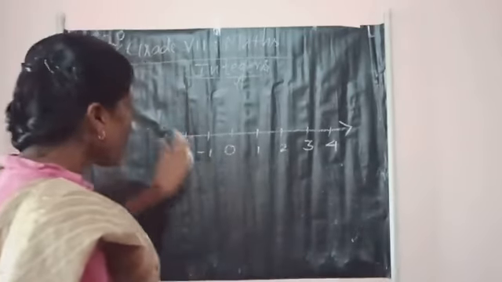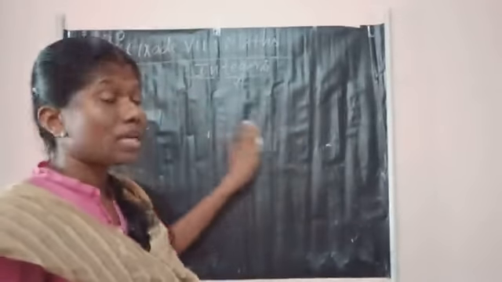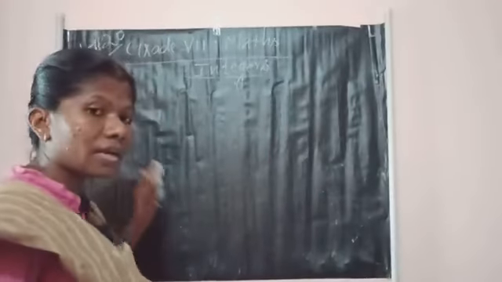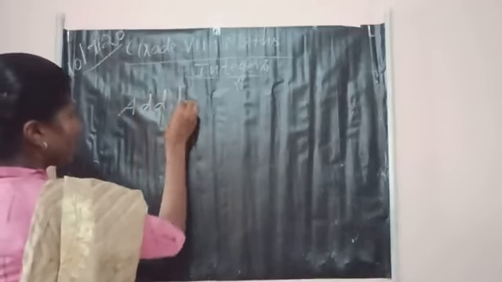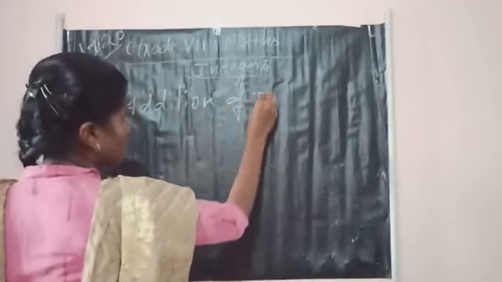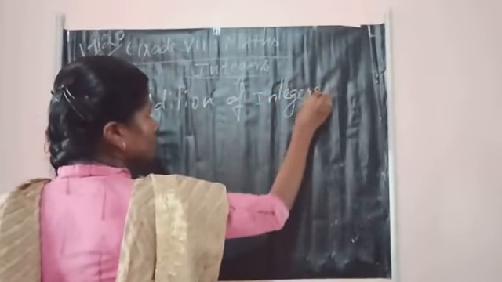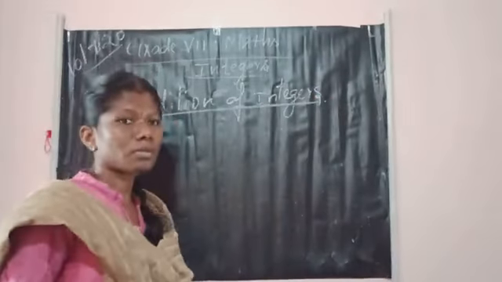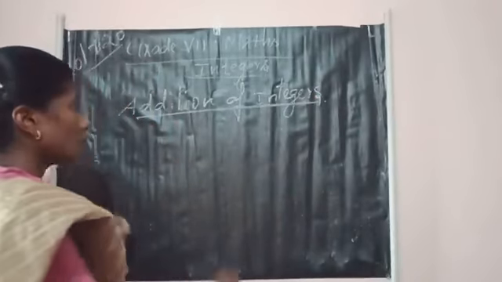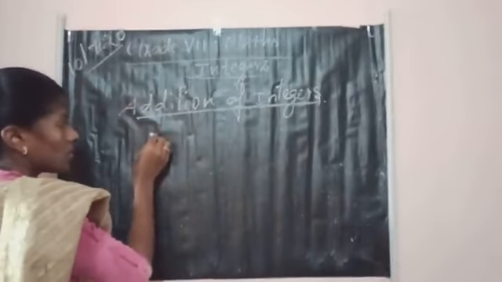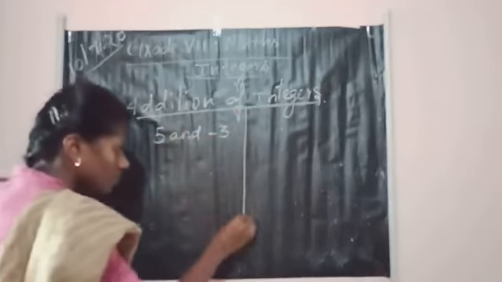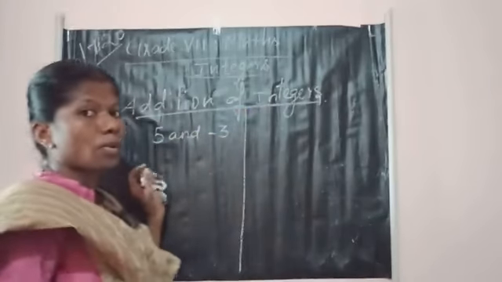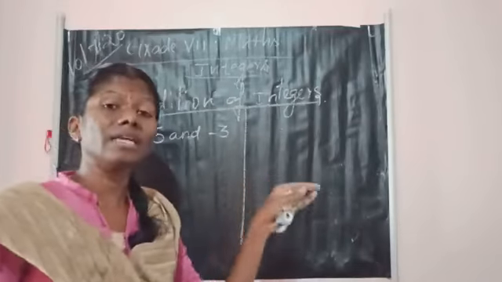Next I am going to teach addition of integers. Addition of integers is nothing but adding one or two integers. Now I am going to do a problem, that is 5 and -3. I am going to add 5 and -3.